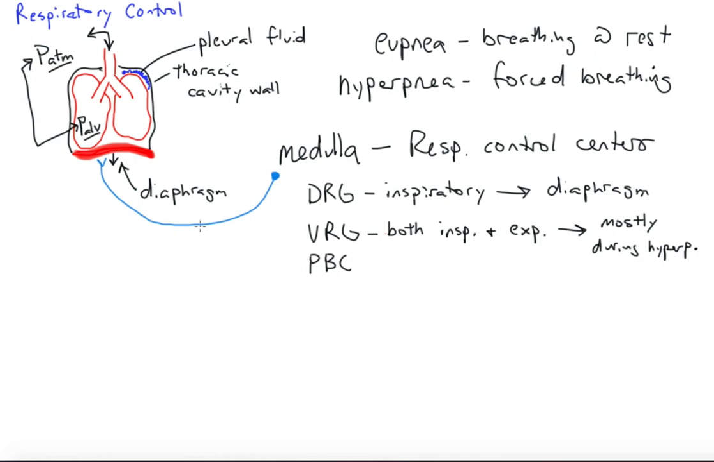Okay, well, we've got to bring in this guy. What is this guy doing? The pre-Botzinger complex is thought to be, and this is not well elucidated, the primary pacemaker. And when we say that, what we mean is that there are neurons in this medullary control center that spontaneously fire. They will generate a rhythm.